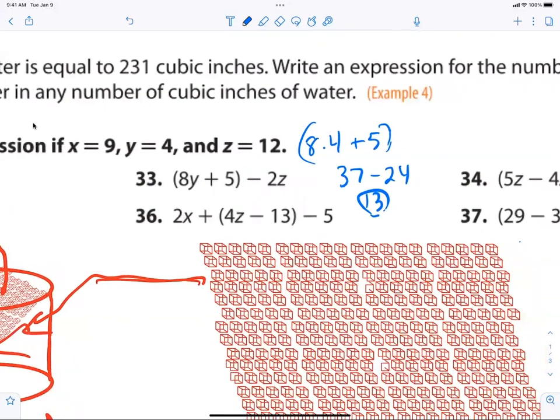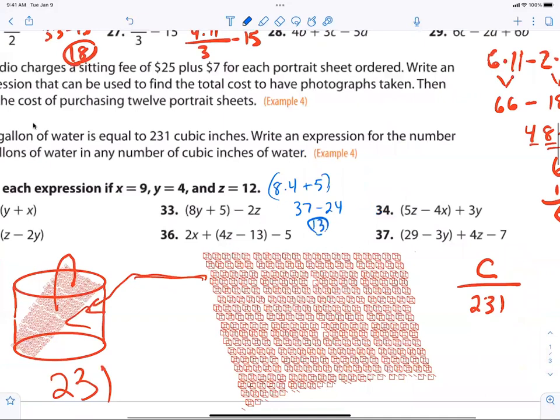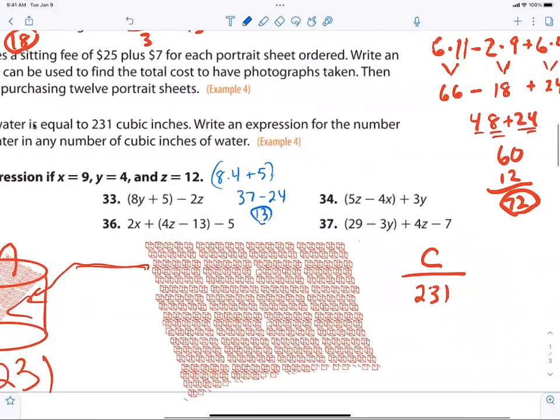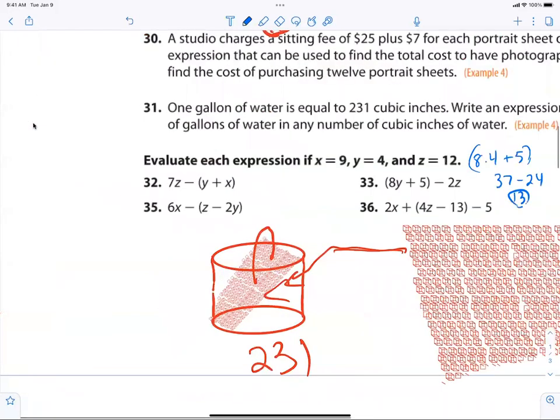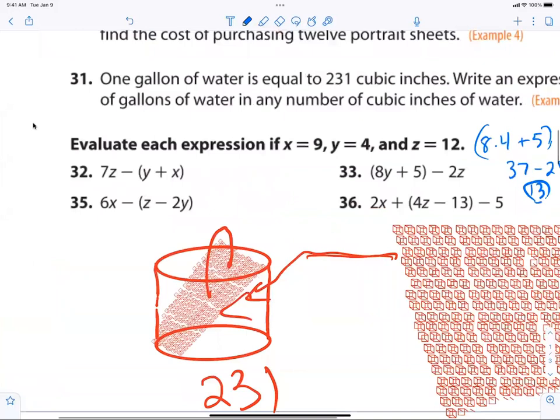So what's the answer of number 31? We take the number of cubes and we divide it by 231. That tells me how many gallons. You with me? That was a hard one, like I said. All right, 35. Who's up? All right, me. Tell me what to do.